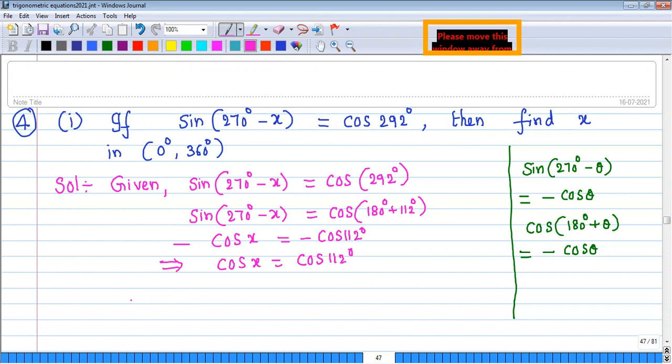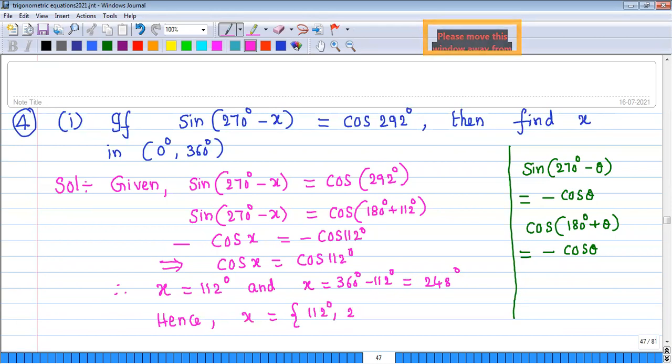So first we can take x equal to 112 degrees, and it should lie between 0 to 360, so 360 minus theta also we can consider. So x is equal to 360 degrees minus 112, no problem. 360 minus 112 will be 248 degrees. So hence the required solution in the given interval is x equal to 112 degrees, 248 degrees. This is the answer.